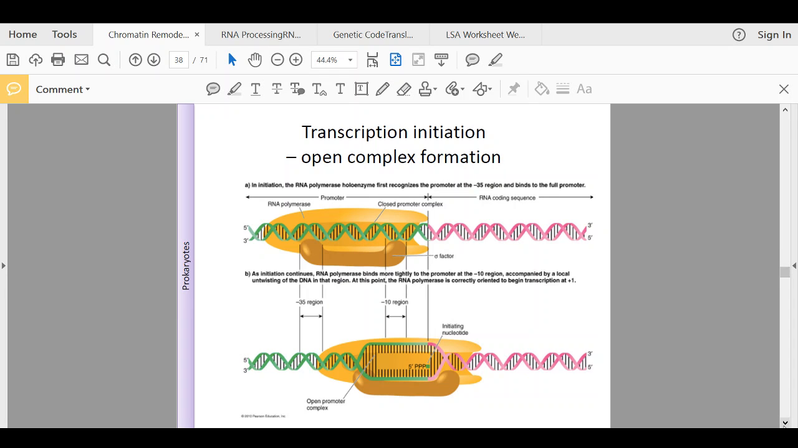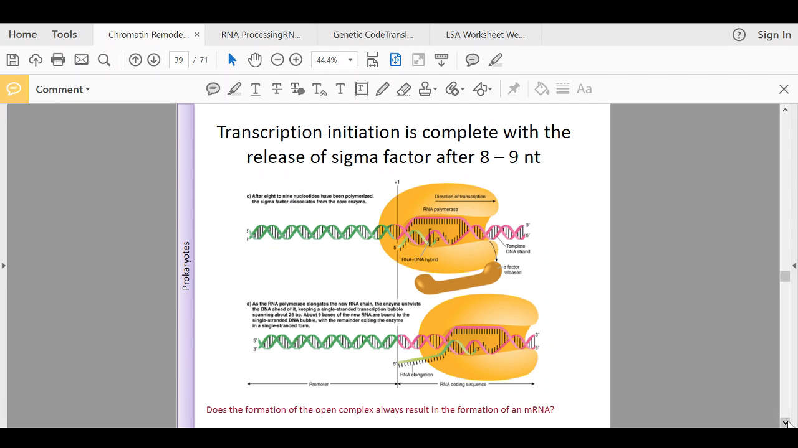So in transcription initiation, we have our open complex formation after the closed complex formation, after it unwinds the DNA and the sigma factor binds to the specific sigma sites, the -35 and -10 sequences. As initiation continues, RNA polymerase binds more tightly to the promoter at the -10 region, and there will be more untwisting of the DNA at the region. And here, the RNA polymerase is oriented, and it will start transcription at the +1 site.